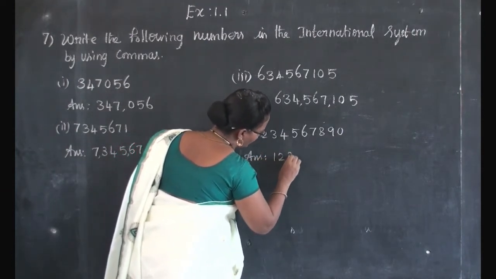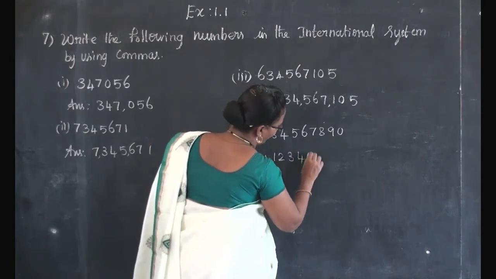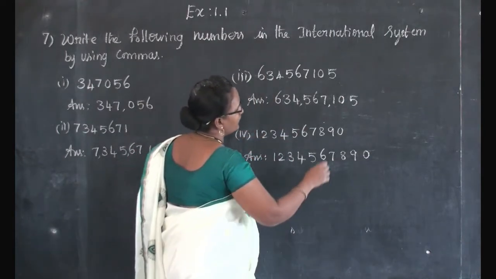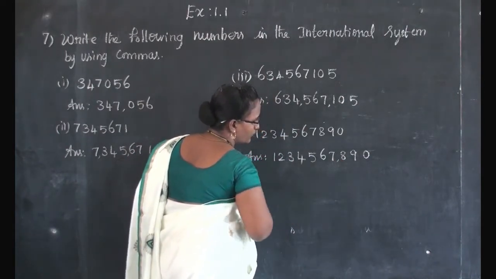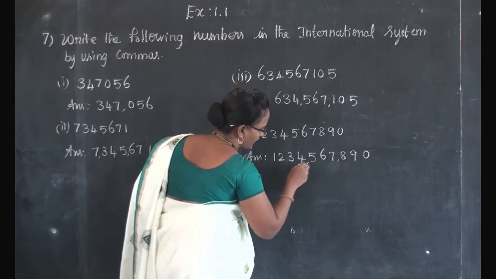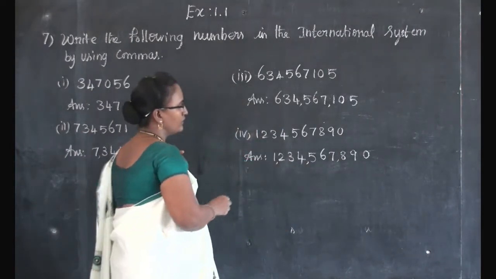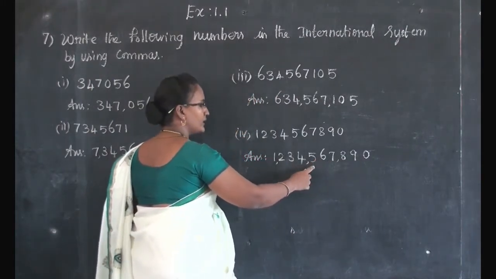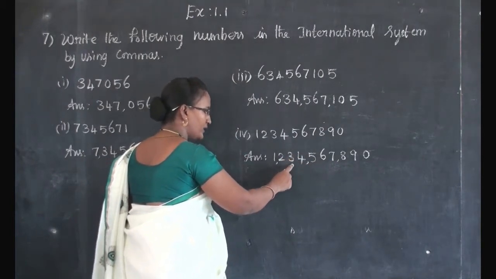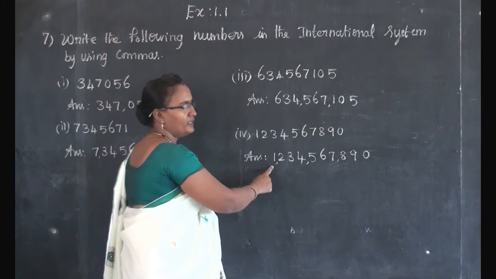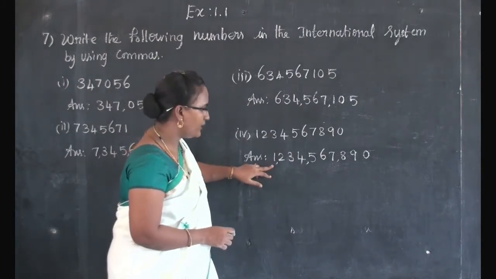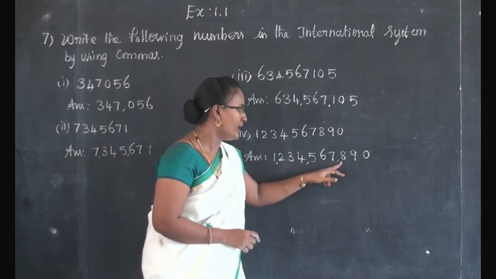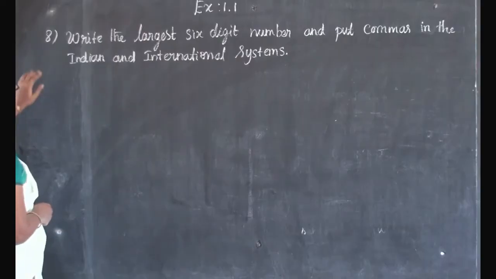Now 1, 2, 3, 4, 5, 6, 7, 8, 9, 0. International system. So put commas after every 3 digits, again 3 digits, and again 3 digits. Now ones, tens, hundreds, thousand, 10,000, 100,000, million, 10 million, 100 million, and billion. So how will you read that? 1 billion, 234 million, 567,890.